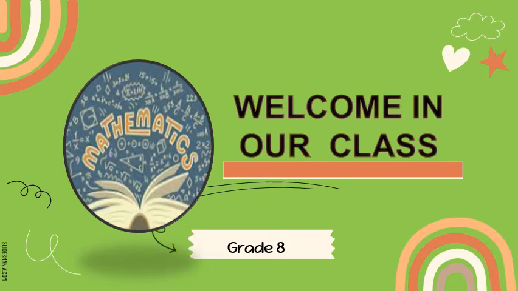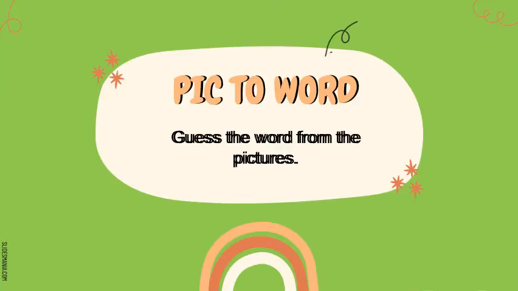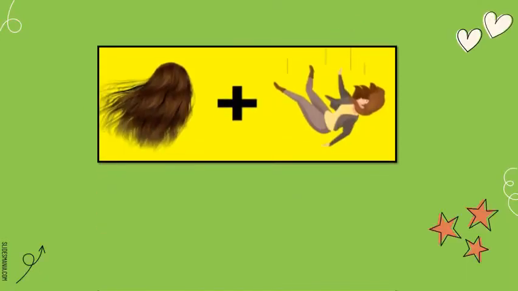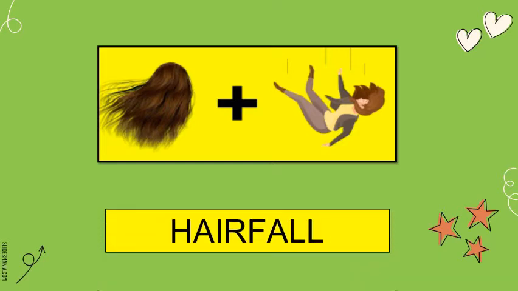So now let's start our topic for today. But before that, let's have the motivation, or let's play a game. This is called the picture word, or guess the word from the pictures. So this is an example. You have to combine this and that: a hair and fall. That means hurtful. Now, are you ready for the next one?